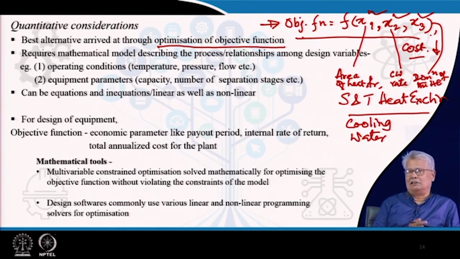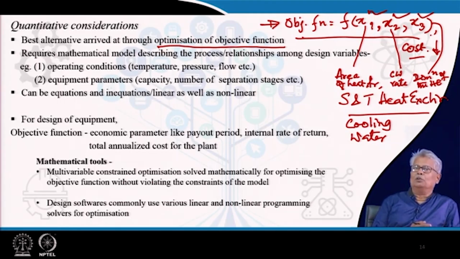that's another constraint. That means what I would like to say here is, whenever you have to go for some sort of quantitative considerations and you will have to evaluate alternatives based on optimization, you will be requiring an objective function, and you will be having this objective function defined in terms of the process design parameters, and there will be several constraints which have to be obeyed during your optimization problem.